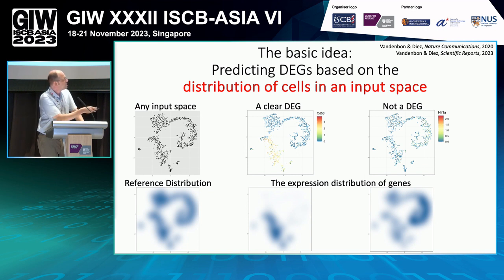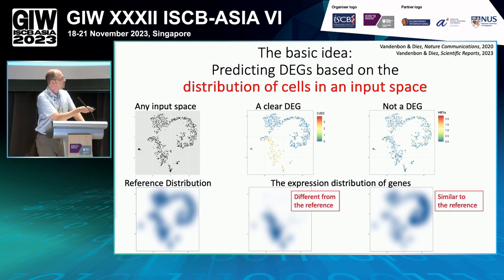So for this gene, it's expressed around here, so the dense region would be around here and not here. And this gene is expressed rather everywhere a little bit, so it might look like that. And then if we compare those to that reference distribution, actually this one is completely different from the reference, right? And this one is rather similar to the reference. This is a DEG. So that's the kind of gene I want to find. It has a biased distribution within that input space compared to the reference. That's the basic concept here. And there are no comparisons between the clusters or anything like that.